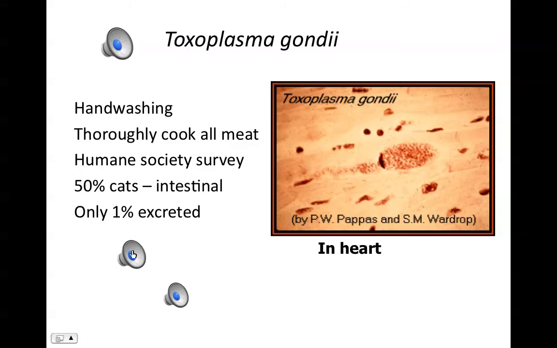When the Humane Society tested stray cats, 50% of the cats had Toxoplasma in their intestine. Once excreted, only 1% of the parasite survived and remained outside the cat's body, suggesting that drying and changes in temperature are ways to control the spread of the parasite.